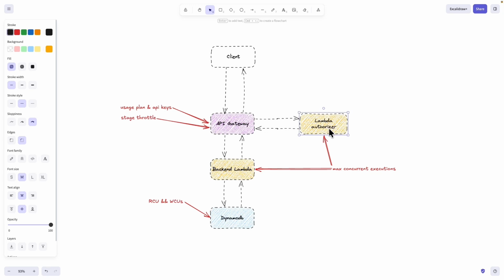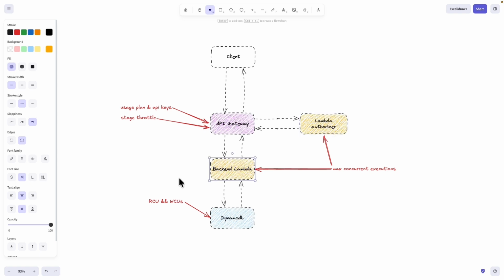The fix here is to enable authorizer caching. API Gateway can cache the authorizer's response for a given token for between 0 and 3600 seconds. Set a reasonable TTL. 300 seconds is common, and the vast majority of requests won't invoke the authorizer at all. This is both a latency win and a throttle prevention strategy.